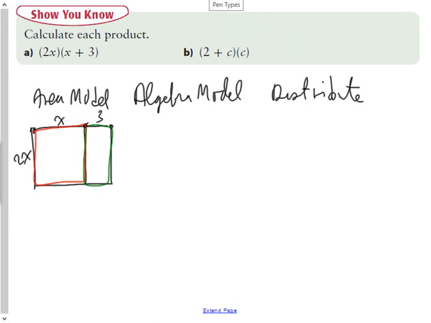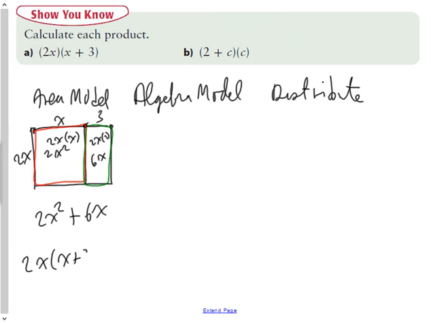And together, the sum of those two will be the area of the entire box, which is the product of 2x and x plus 3. So 2x multiplied by x is the same thing as 2x squared. So the area of that particular box is 2x squared. And over here we have 2x multiplied by 3, or 6x is the area of the green box. So therefore, 2x squared and 6x together are the same as the product of 2x times x plus 3. So therefore, 2x multiplied by x plus 3 is equal to 2x squared plus 6x.